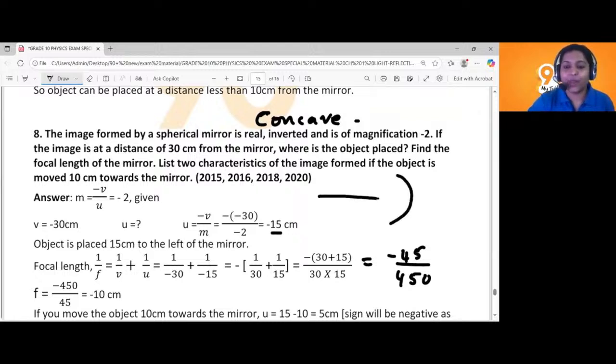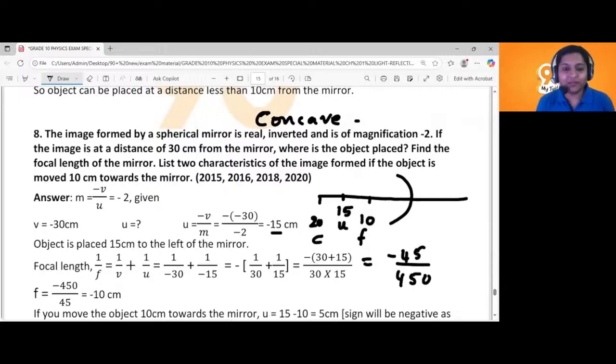Okay. The focal length is 10. At 10, this is the focal length, F. So C is 20. If F is 10, C will be 20. Where is the object placed? The object is placed at 15, between these two points. The object is placed here.